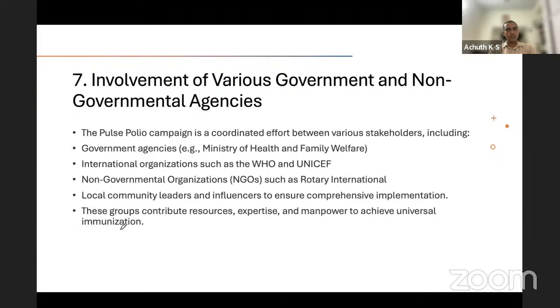Not only the government, the non-government agencies were also involved, like World Health Organization, Rotary International, and UNICEF. These were also involved for both monetary and non-monetary help.